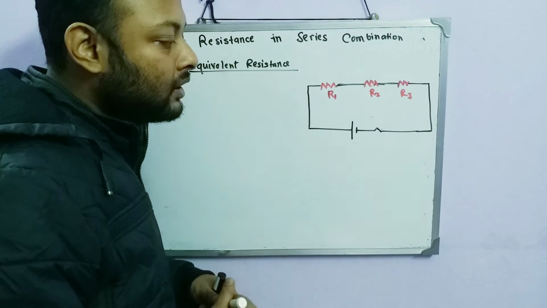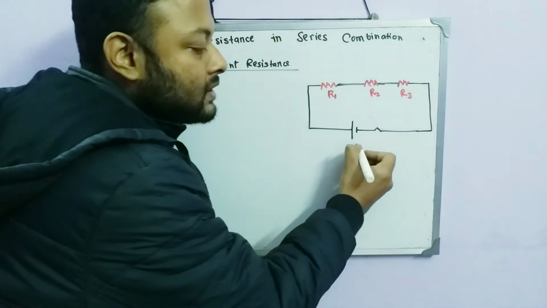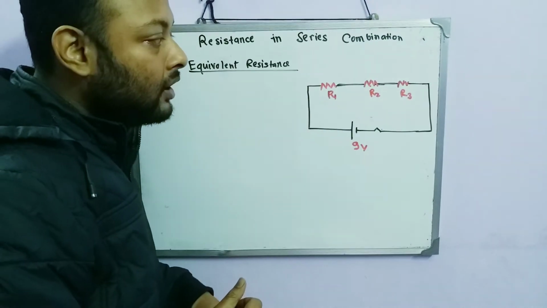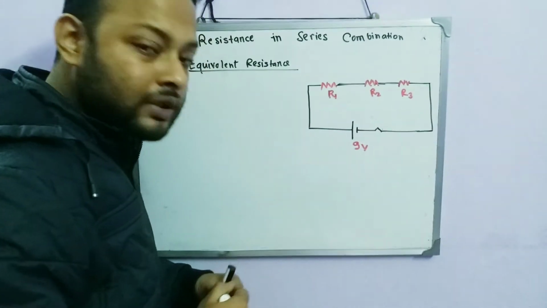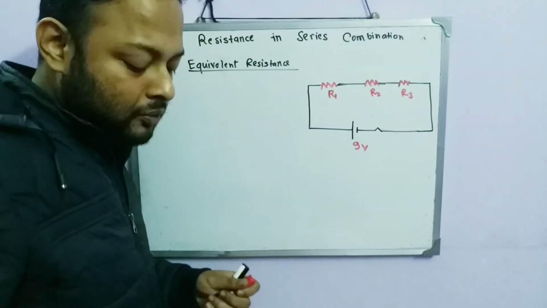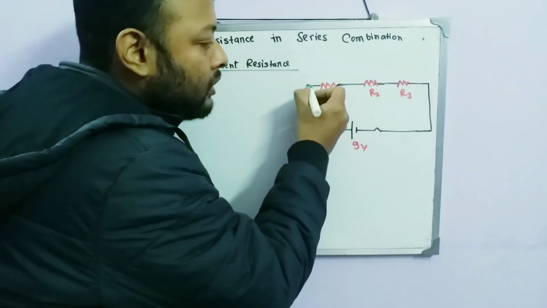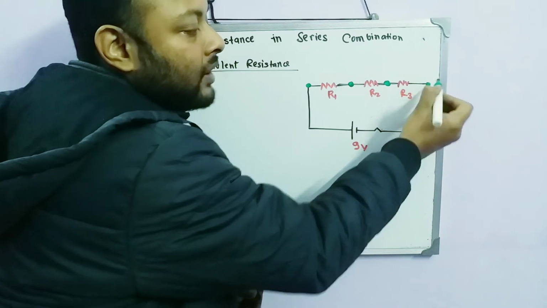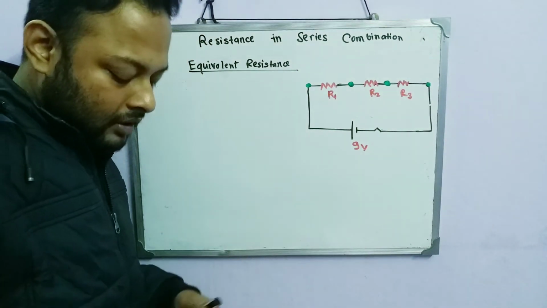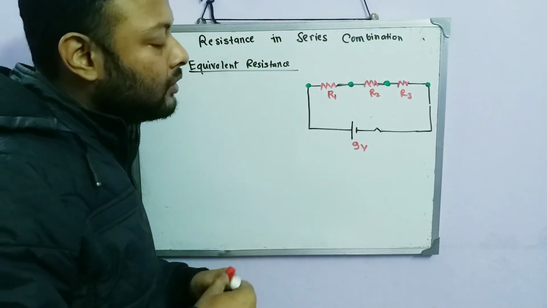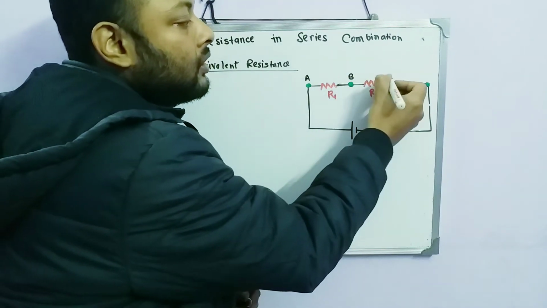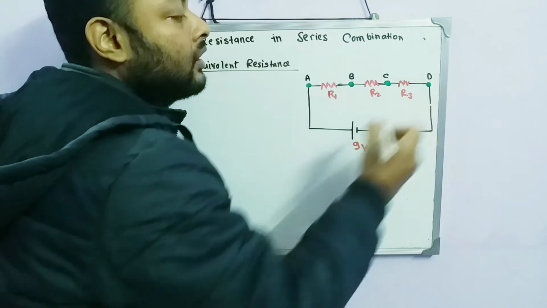Suppose I consider that the battery which is connected over here is 9 volt. This is a 9 volt battery which is connected. Now suppose I consider a few points. Suppose I consider this point, over here one point, another point and another point. I have taken 4 points. Now I take this point as A, then B, then C, then D.